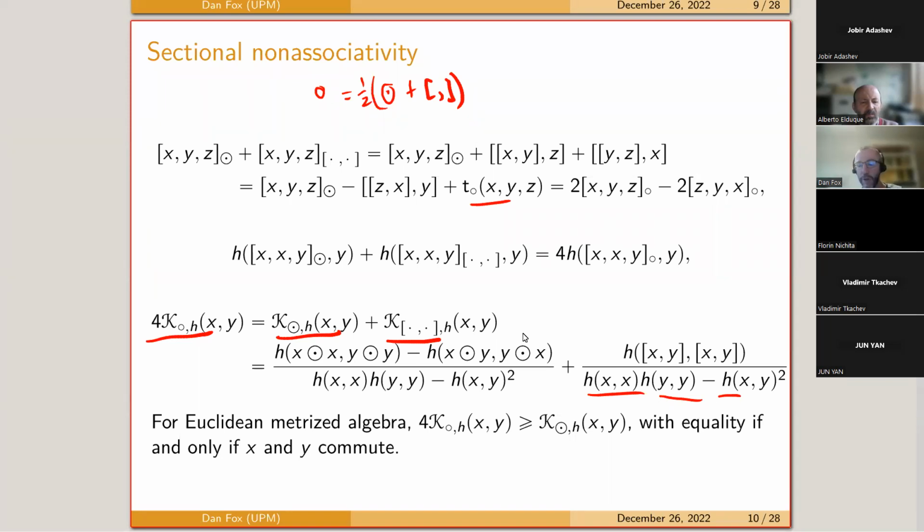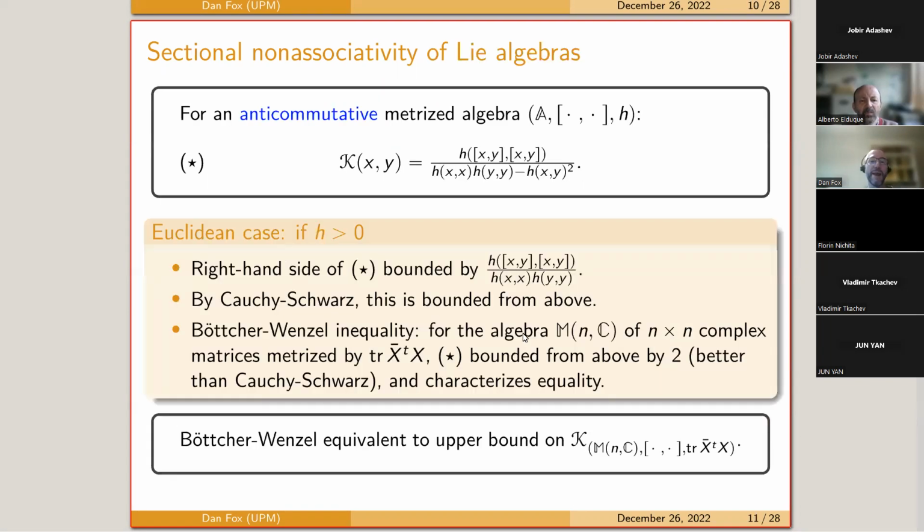And so let's just look at the case of an anti-commutative metrized algebra. Here your basic example is a Lie algebra metrized by its Killing form or the negative of its Killing form. Observe that this expression here is sensitive to the choice of H. If I rescale H, this expression rescales by the reciprocal of H. So the sign of H matters, and you have to always keep that in mind when you're talking about signs. When one is speaking about signs, the natural thing is to suppose that H is positive definite. And then one can interpret the sign of the sectional non-associativity.